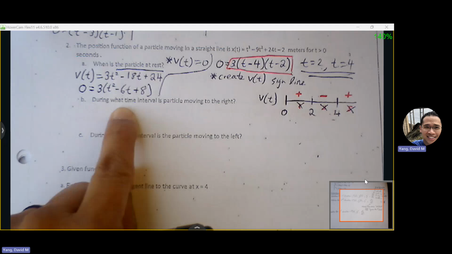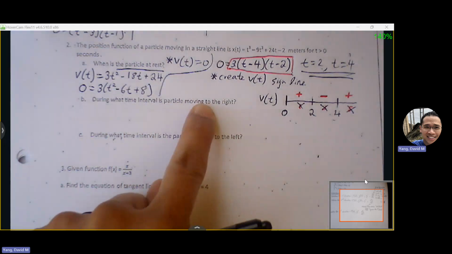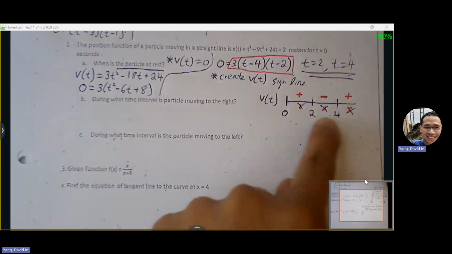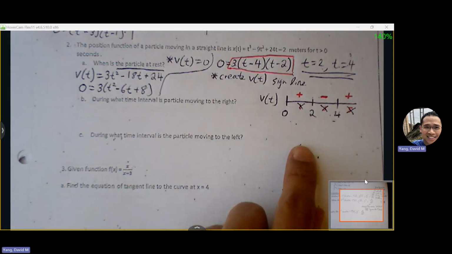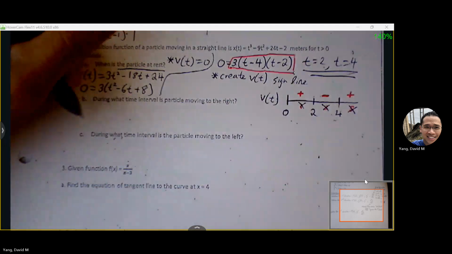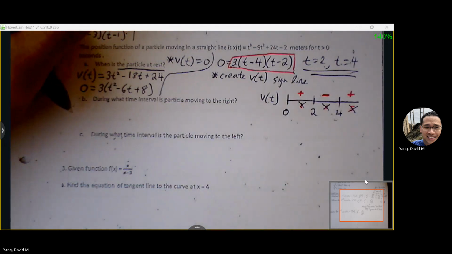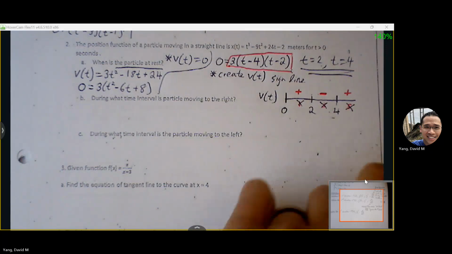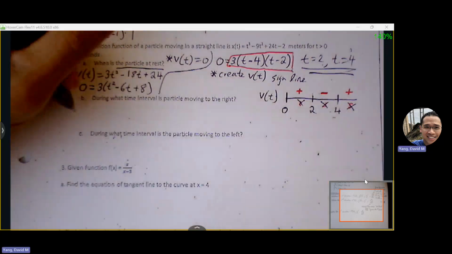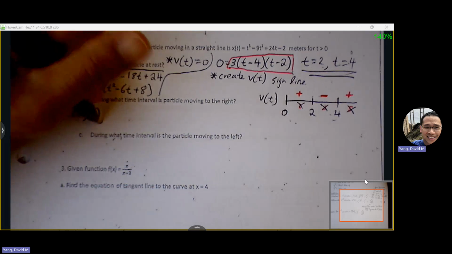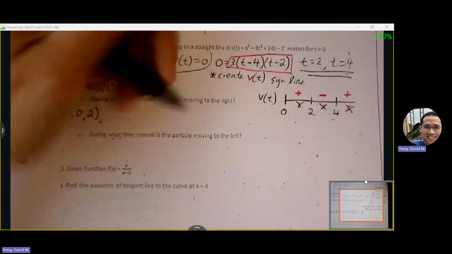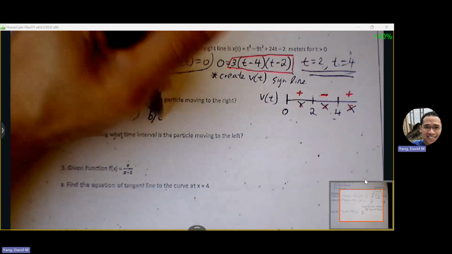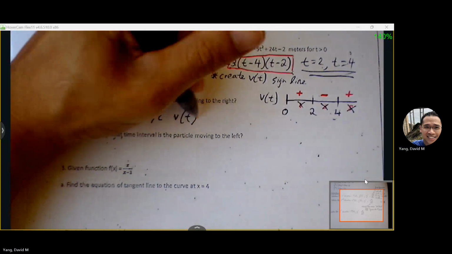So part B, during what time interval is the particle moving right? All we need to do is read this sign line for our answer. So when is the particle moving to the right? From where to where? From 0 to 2, and 4 to infinity. Okay. I'm going to ask you for reasoning on the quiz. So you're going to say because v of t is greater than 0.